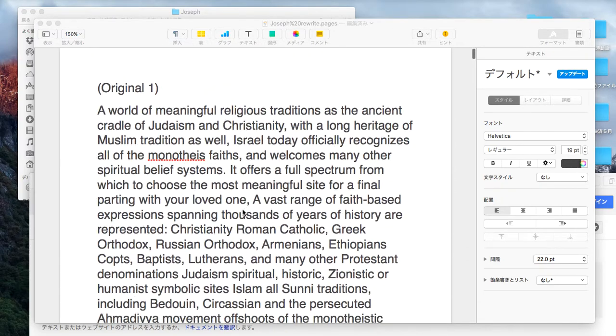So instead of doing that, I'm going to show an example of what I want to do. All right, so it says here: a world of meaningful religious traditions as the ancient cradle of Judaism, Christianity, with a long heritage of Muslim tradition as well. Israel today officially recognizes all of the monotheistic faiths as a misspelling and welcomes many other spiritual belief systems.